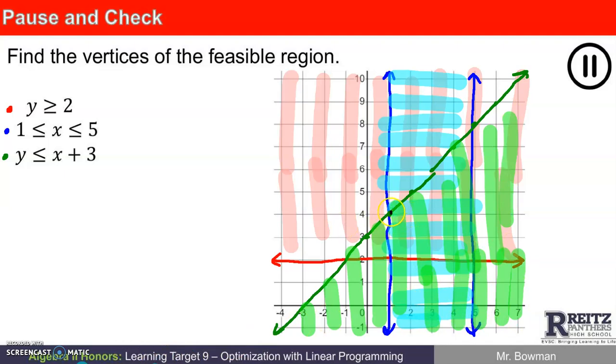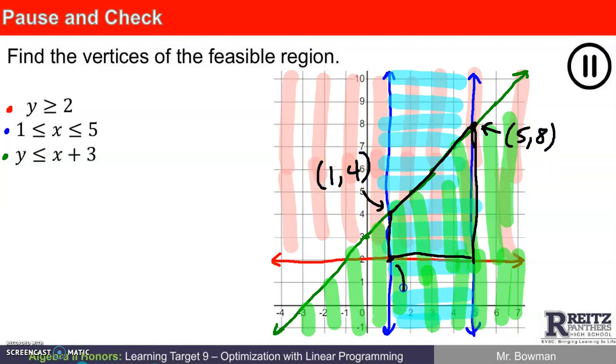So this is the feasible region right here. I'm going to outline it in black. So it's a trapezoid. Right there. So what are the coordinates of the vertices? Well, I've got one here. It looks like it's 5, 8. I've got one at 1, 4. I've got one at 1, 2. And I've got one over here at 5, 2.